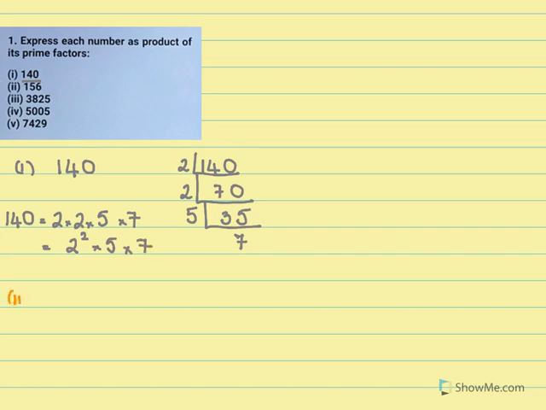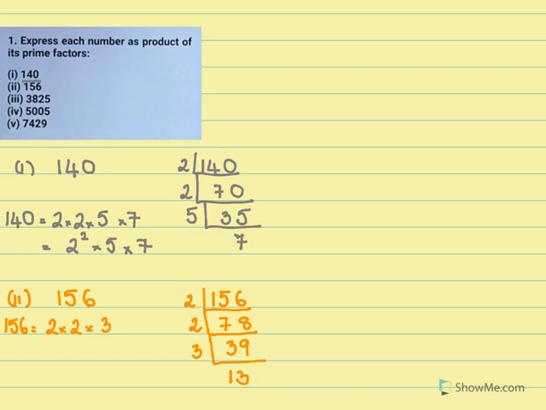The second one, so you have 156. So we divide 156 by 2, you get 78. 78 you divide by 2, that is 39. 39 you divide by 3, and that is 13. So 156 equals 2 into 2 into 3 into 13. 2 into 2 means 2 square into 3 into 13.